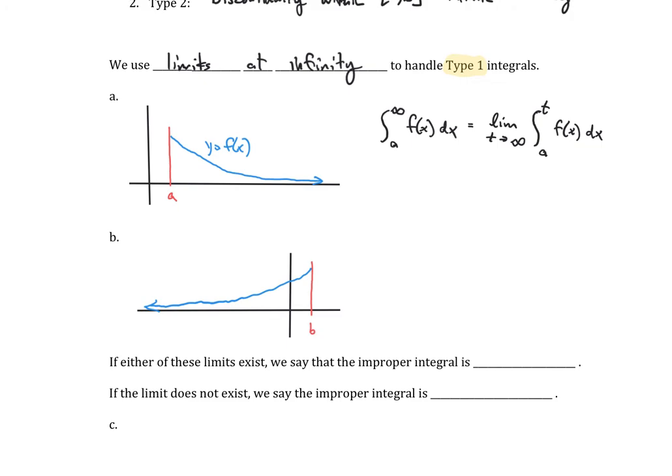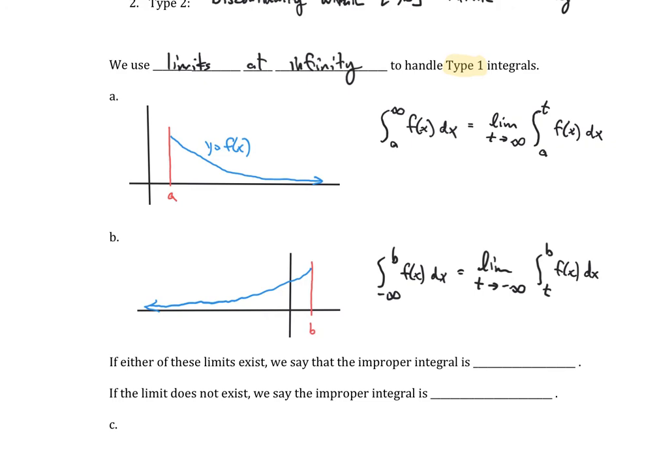Similarly, if you look at the second picture over here, this time I called it a different point. I have this point B. It doesn't matter if B is on the left of the y-axis or on the right of the y-axis. The point is that we have an infinite region of integration extending off to the left. So we're trying to find the integral from negative infinity to b of f of x dx. And we do the same exact idea. It's the limit as t goes to negative infinity this time. Our upper limit is going to be b, our lower limit is going to be t, and we have f of x dx.